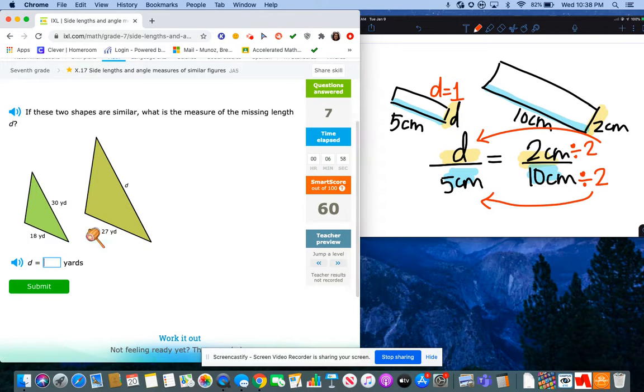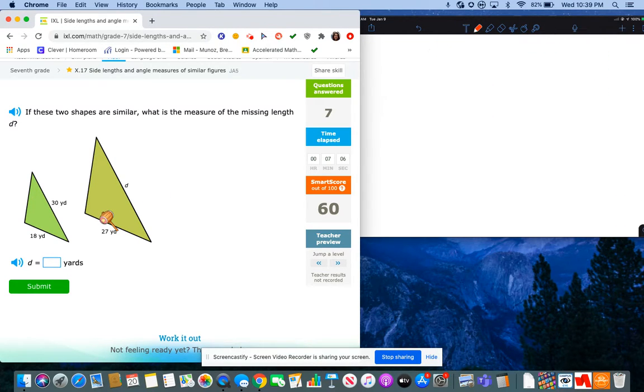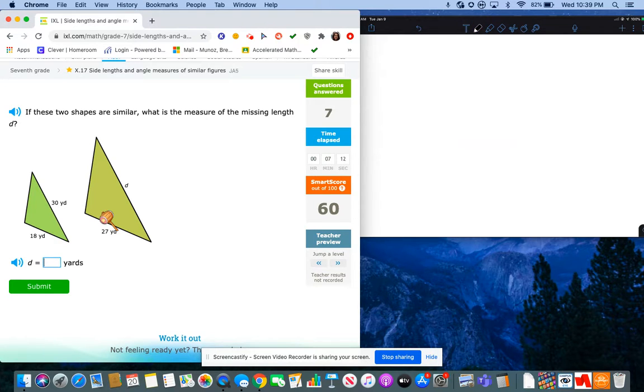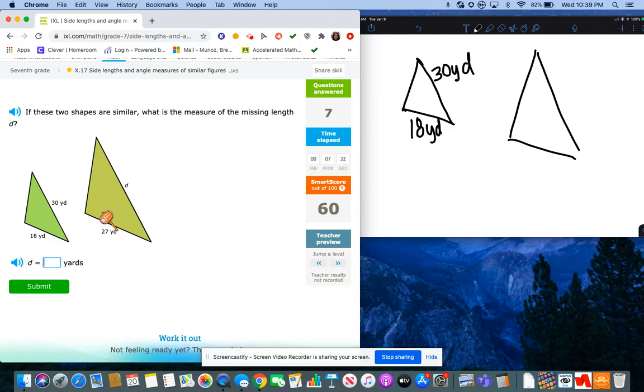Then here it says these 2 shapes are similar. What is the measure of the missing length? D. So this is like the next level. So let's see. I'm going to draw it here, right? Okay, here I have this. The dimensions here are 30 yards and 18 yards. And then I have the larger one, and then here is letter D. And then here we have 27 yards.